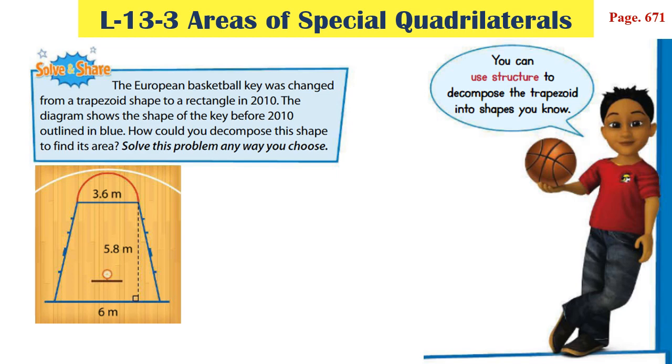Repeat, the European basketball key was changed from a trapezoid shape to a rectangle in 2010. The diagram shows the shape of the key before 2010 outlined in blue. How could you decompose this shape to find its area? Solve this problem any way you choose. You can use structure to decompose the trapezoid into shapes you know.